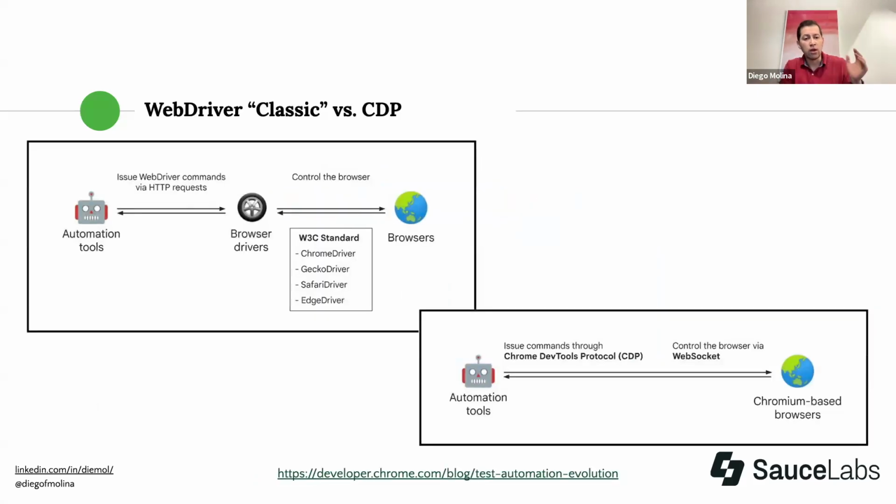Now let's switch to the low-level approach, where we have two variants. One is the WebDriver, and the other one is the CDP variant. The difference between them is that the classic WebDriver one is based on HTTP calls, and the CDP one is based on WebSockets.